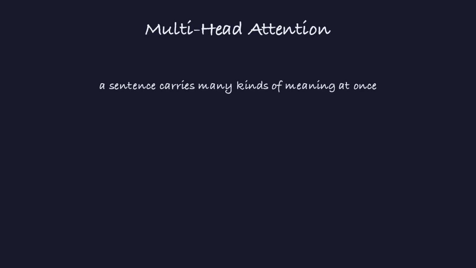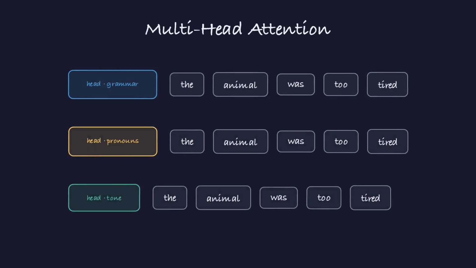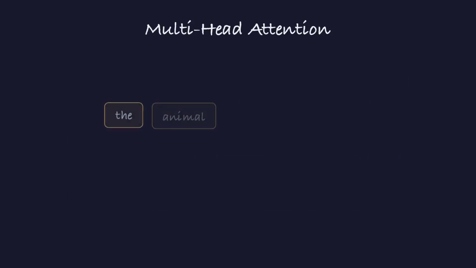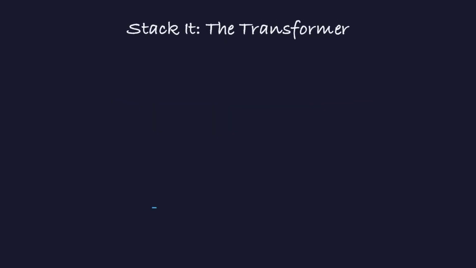But one conversation isn't enough. Language is layered. In a single sentence, you're tracking grammar and who refers to whom and tone and logic all at once. So attention doesn't run once. It runs many times in parallel. These are called heads. One head is obsessed with grammar. It links subjects to verbs. Another only cares about pronouns. It links "it" to "animal." Another tracks emotional tone. Each head runs its own query, key, value conversation, catching a different kind of relationship. Then all their findings get merged back together. That's multi-head attention.